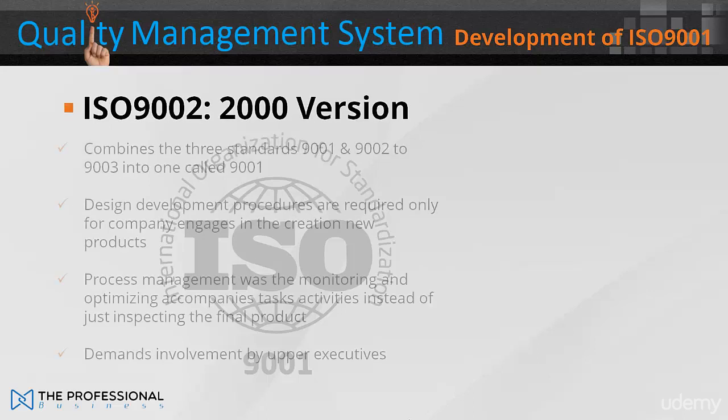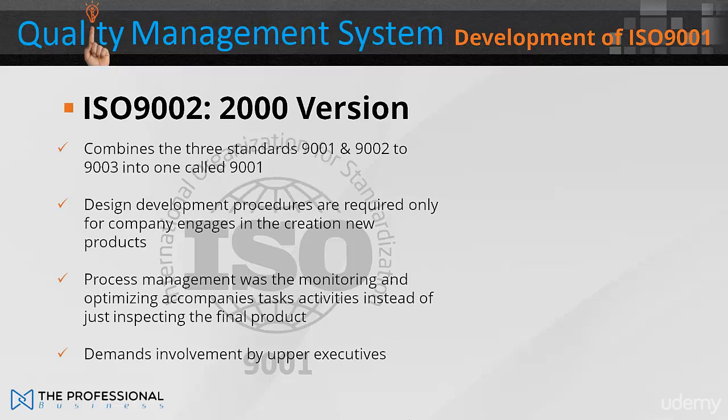The ISO 9000-2000 version combines all 3 standards, the 9001, 9002 and 9003, into the one called the 9001. Design development procedures are required only for companies engaged in the creation of new products. The 2000 version sought to make radical changes in thinking by placing the concept of process management in the forefront. Process management was the monitoring and optimization of a company's tasks and activities instead of just inspecting the final product.